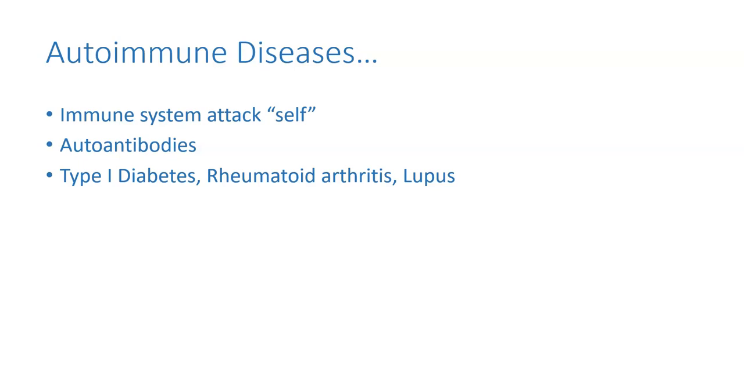Lupus is kind of a full body autoimmune disease, so it can attack the skin, it can attack several organs, it can lead to death. There are several other types of autoimmune diseases besides these, but these are some of the major ones. So these people with these diseases, not necessarily type 1 diabetes, but rheumatoid and lupus and the other autoimmune diseases, they will be taking immunosuppressive drugs also because they want to suppress their own immune attack against their own body.